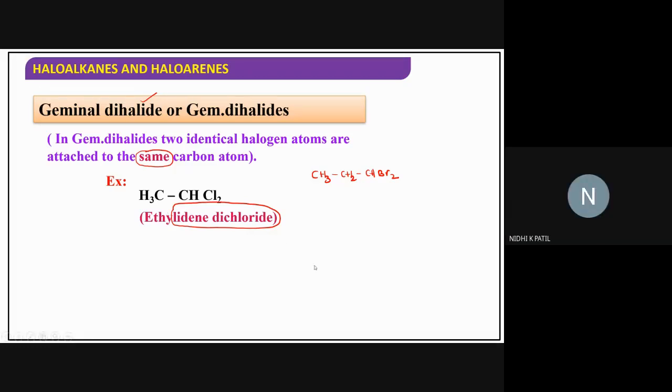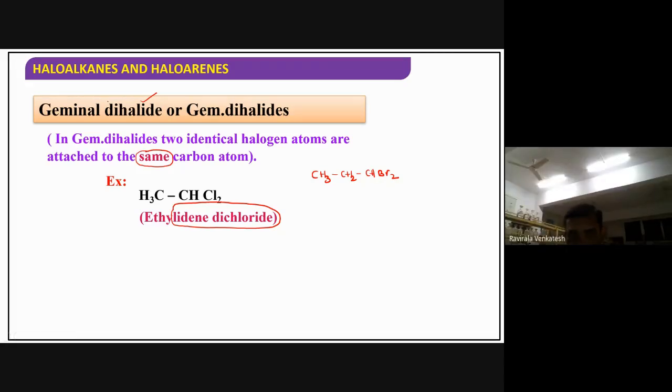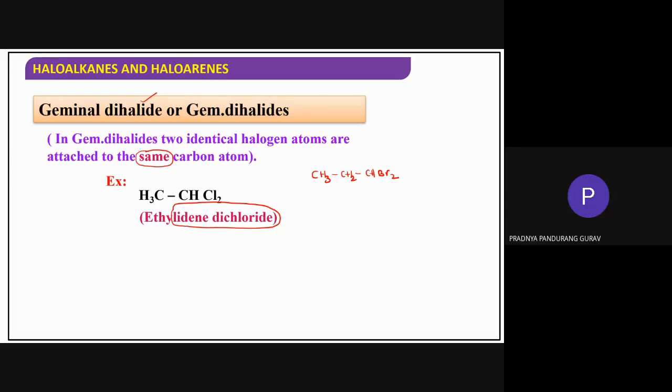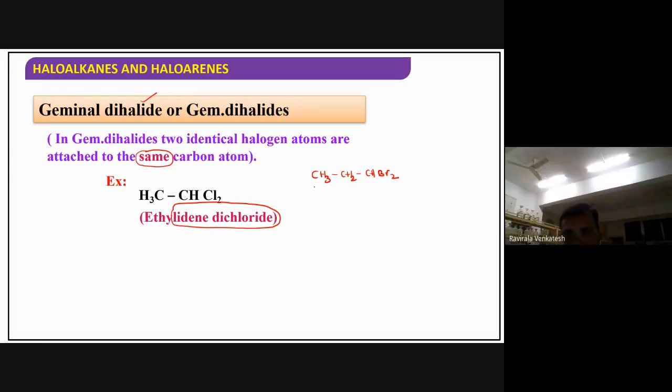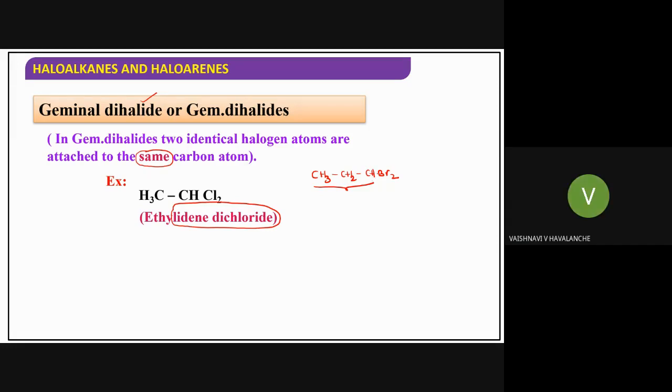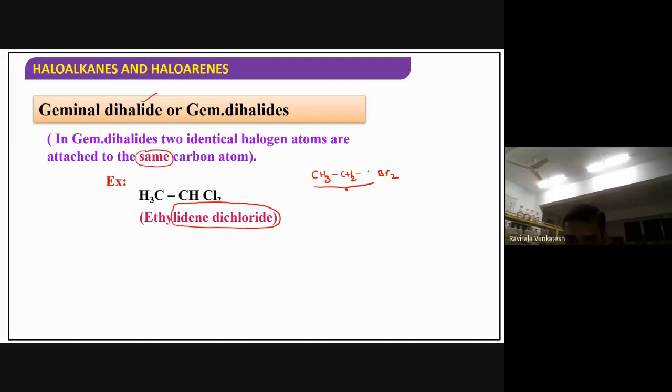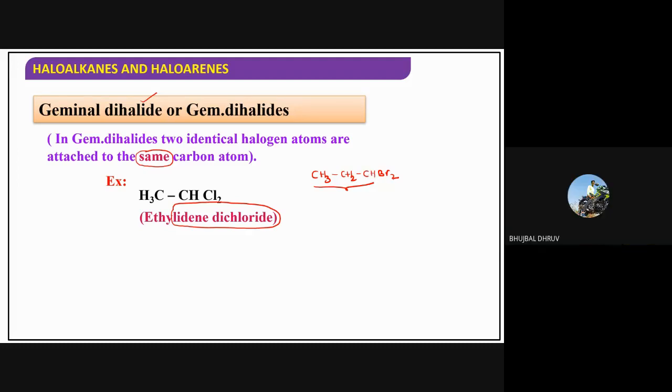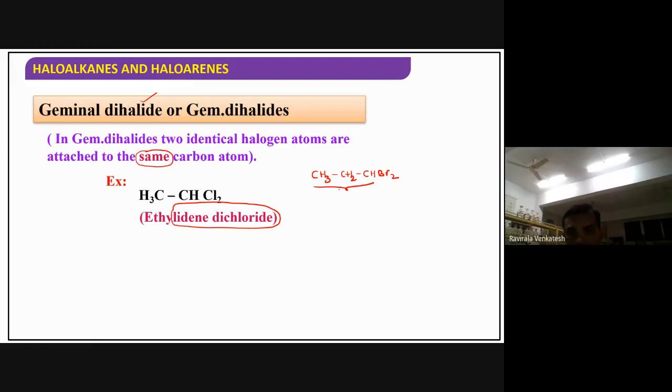Sir, 2-bromopropane. Methylidine dibromide. Beta, speak slowly. Sir, methylidine dibromide. First of all, tell me how many carbons are there here? 2. 2 are there. 3. Propylidine dibromide. No, here how many carbons are there? 3, right? Now, how to call this one compulsory? Propyl only, right? Propyl.